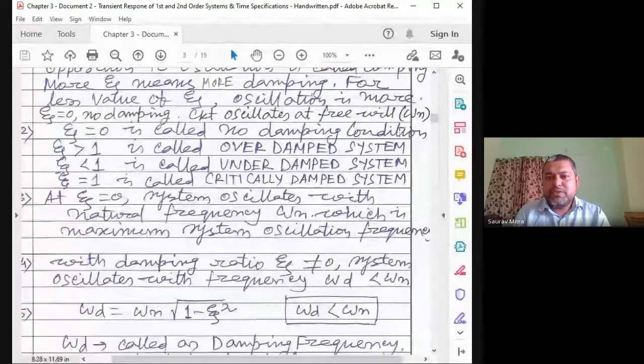So that response we have to see, and it's a sustained oscillation. When zeta is equal to 0, it's a sustained oscillation. It is neither going to increase nor going to decrease. So it is neither stable nor unstable, it is critically stable. Poles are on the j omega axis.